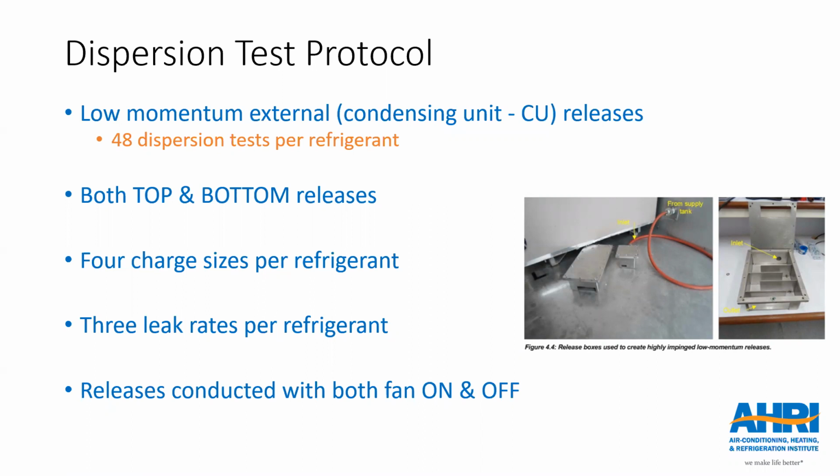Now, we wanted low momentum releases. We didn't want a jet to spray out into the room because at these leak rates, you would get good mixing and you'd be unlikely to form a flammable concentration. Instead, we wanted to simulate a leak that impinged upon a surface, such as the condensing unit housing, to remove momentum from the leak so the refrigerant would basically fall down and you'd be more likely to form a flammable concentration, more of a worst case.